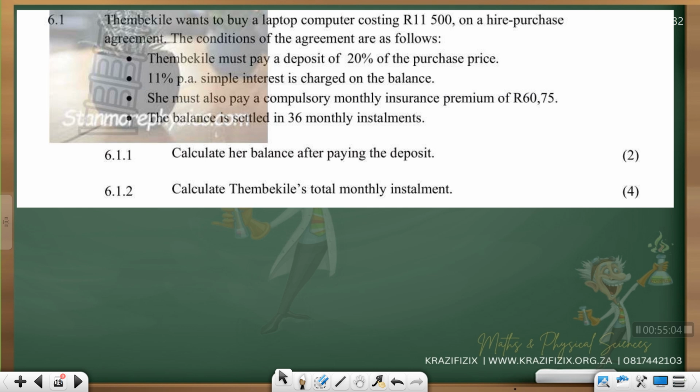11% per annum is the interest. She must pay compulsory insurance of 60 rand 75 cents. The balance is settled in 36 months. Calculate her balance after paying the deposit, 6.1.1. What was the deposit? 20%. So we are left with 80%. I hope that method makes sense to you. The 80 came from the fact that I removed 20 from 100.